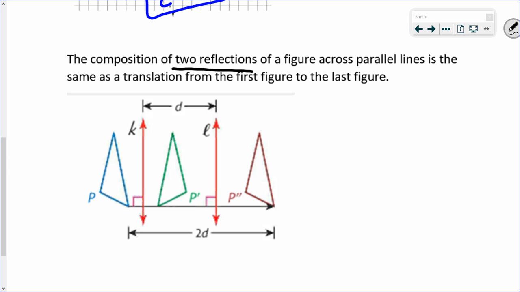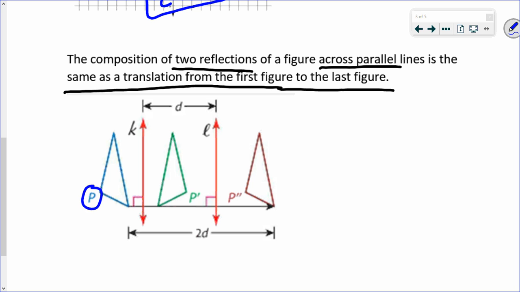Okay. In a figure across parallel lines, we're talking about parallel lines here, is the same as a translation from the first figure to the last figure. So the idea here, you start with figure P, and we've got parallel lines K and L. These are parallel lines, right? If we do two reflections across these lines, if we reflect across K first, then we get P prime, and then we reflect across line L, so two reflections across parallel lines.